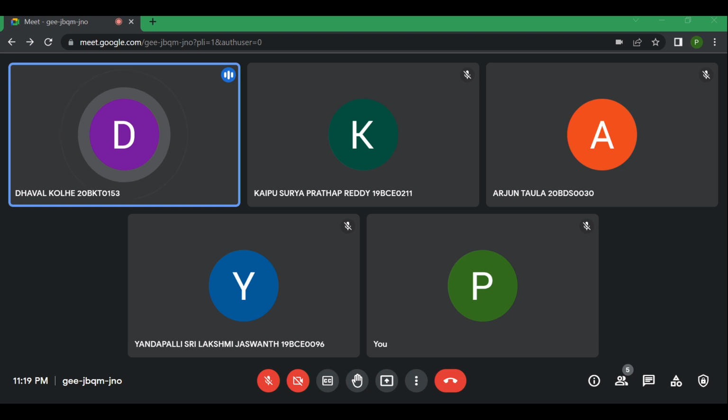The project is titled Automatic Text Summarization, and the team members are as follows: Parth Mahadik, Kaipu Surya Pratap Reddy, Arjun Tola, Yandalapalli Sri Lakshmi Jaswant, and myself, Dhaval.